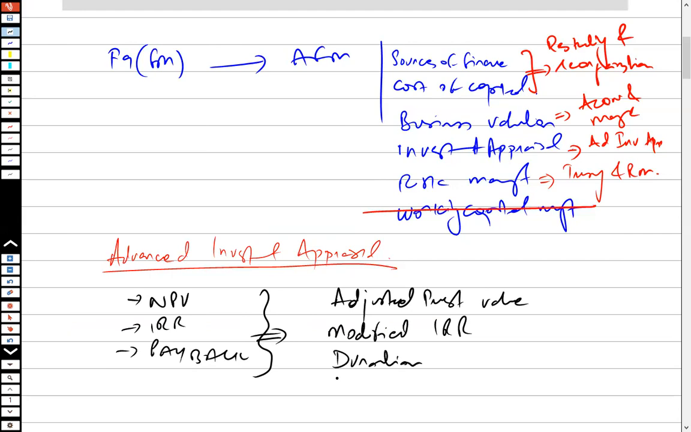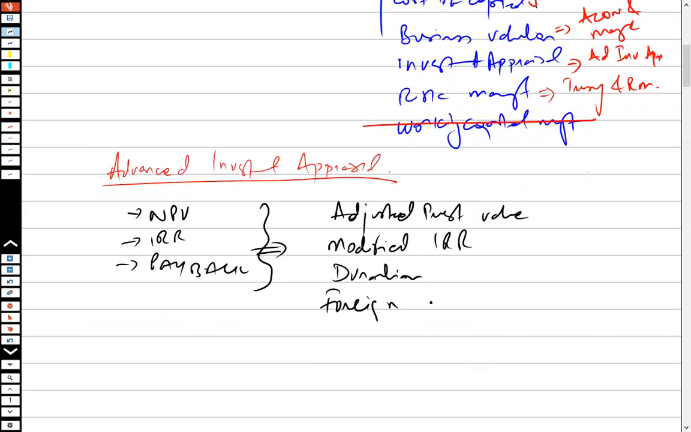And then a very important thing, which is the foreign investment appraisal. If you are sitting in one country and you wish to invest in a foreign country, that is also something that's going to be examined here. That is also going to be one of the areas that you would come across when you are studying this advanced investment appraisal.